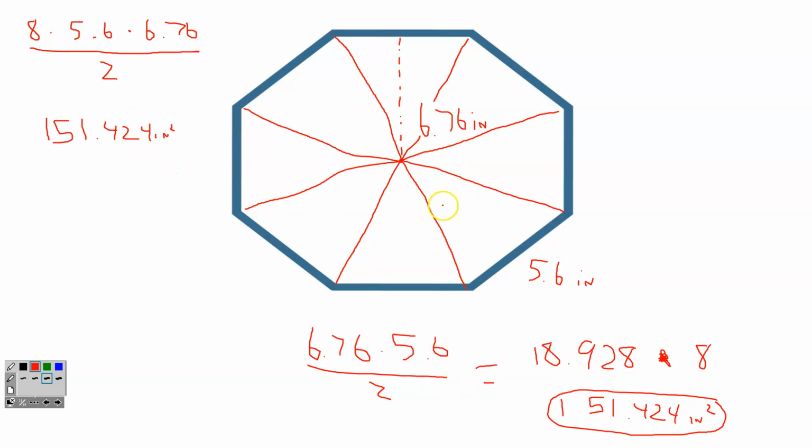Either draw your triangles, find the area of one triangle, base times height divided by 2, and then make sure to multiply that by the number of triangles, or use the number of sides times the length of a side times the apothem divided by 2. Either way is going to give me the same answer.